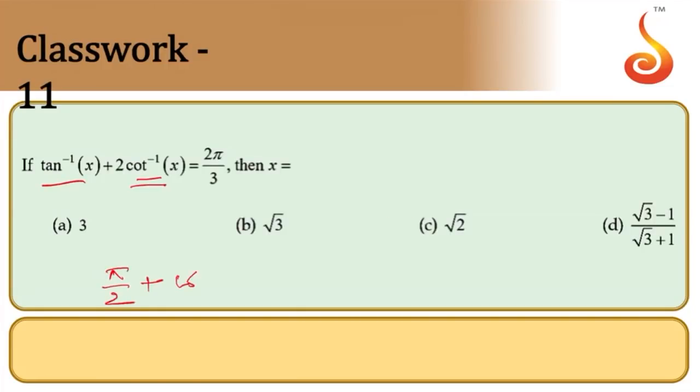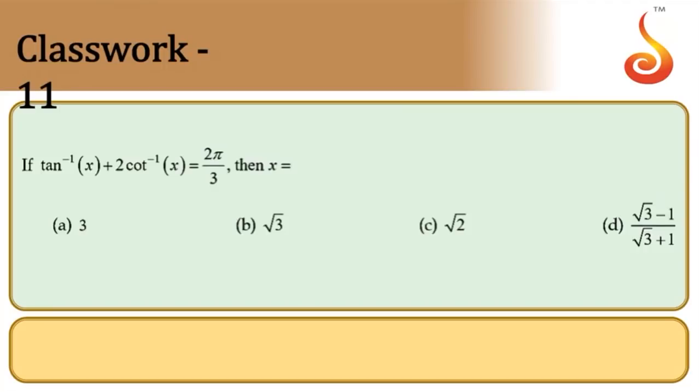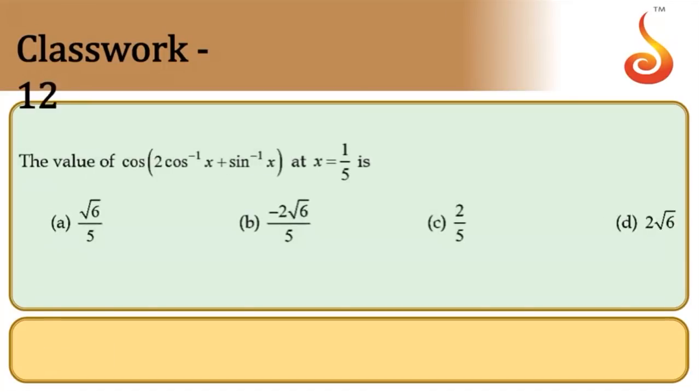11th one. Tan inverse x plus cot inverse x is pi by 2. One more, cot inverse of x is equal to 2 pi by 3. So therefore, from here, cot inverse of x is equal to 2 pi by 3 minus pi by 2. That is equal to pi by 6. So x is equal to cot pi by 6, which is equal to root 3. Answer: root 3.